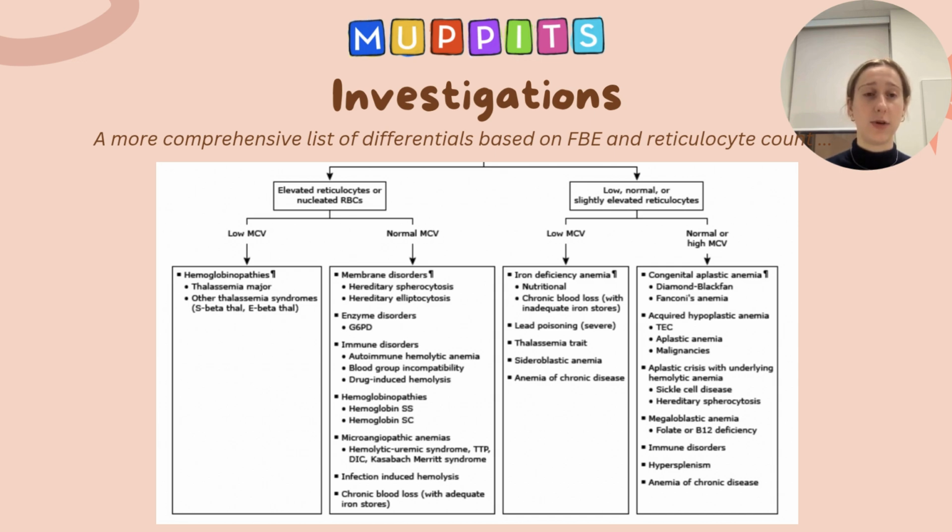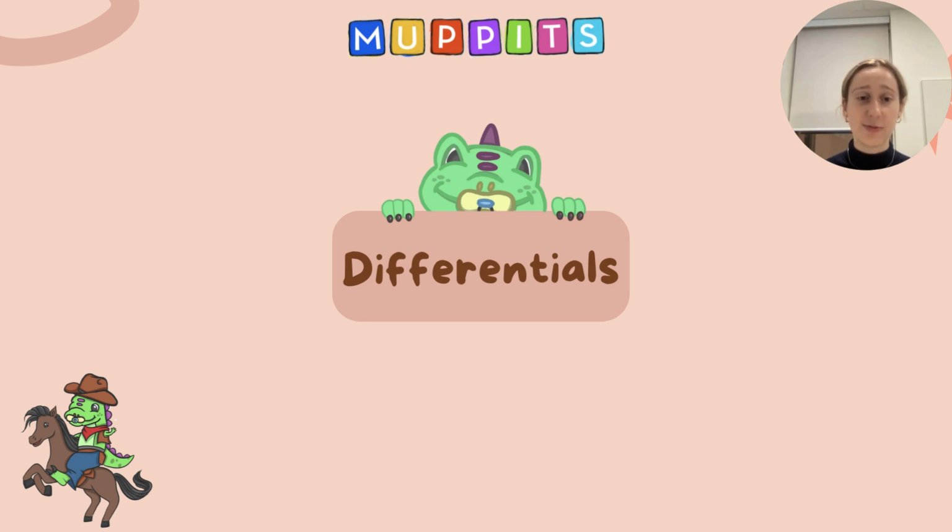And then for low, normal, or slightly elevated reticulocytes with a normal or high MCV, we've got some more rare causes as well, like congenital aplastic anemia, and acquired hypoplastic anemias, and megaloblastic anemia could also be a potential cause here. Okay, to finish up, we'll just run through two differentials, one of them being a really, really common R1 hematological condition and the other one being an R2 hematological condition.